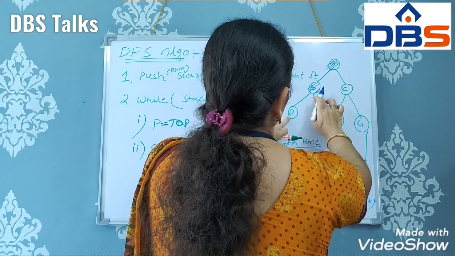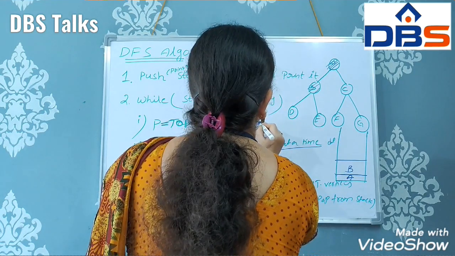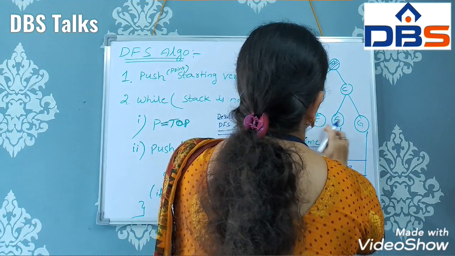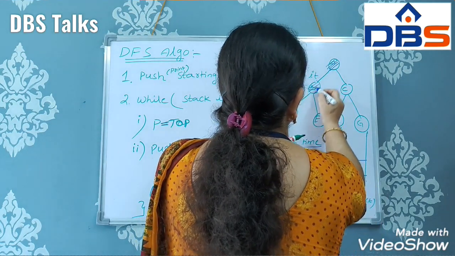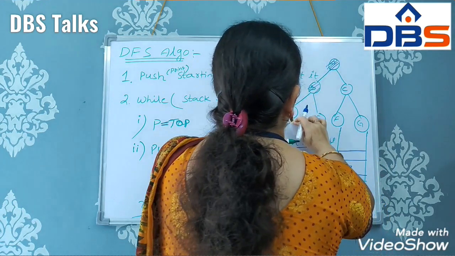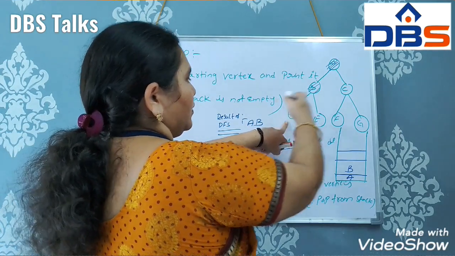From B we are having D, E. So we have placed B here. So D, E. Which one do we need to select? Here I am selecting this one. We will go deeper and deeper in depth until the dead vertex is reached.